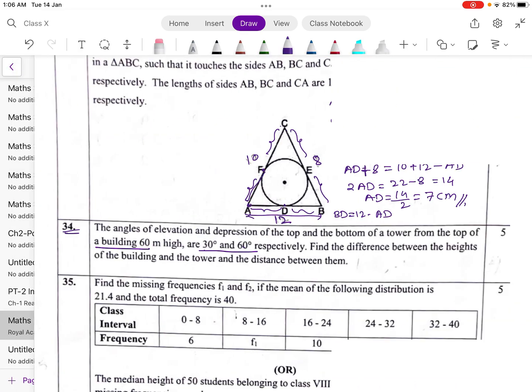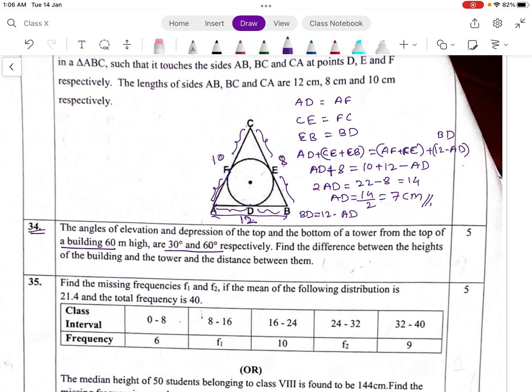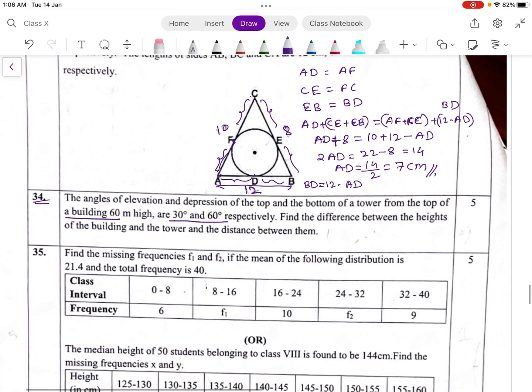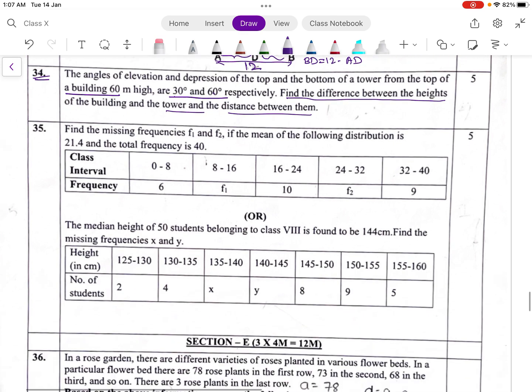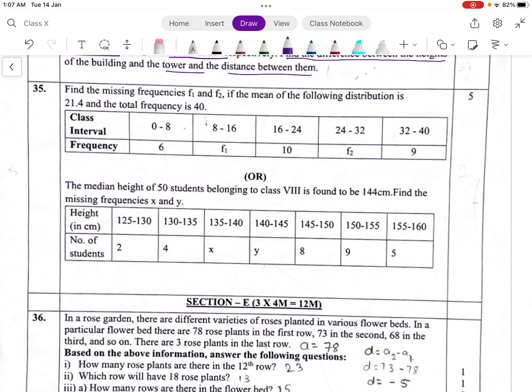So now another question, let us look at the other question. Here what they had asked: find the difference between the heights and then the distance between them. Only these two things were asked. Now another question is the 35th question. Find the missing frequencies f1 and f2 if the mean of the following distribution is 21.4 and the total frequency is 40. They have given one table, so referring to that table, we have to obtain the values of f1 and f2.